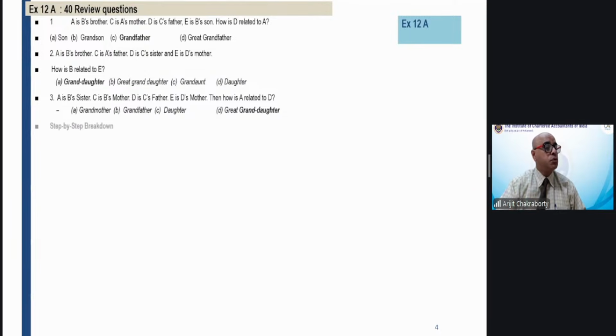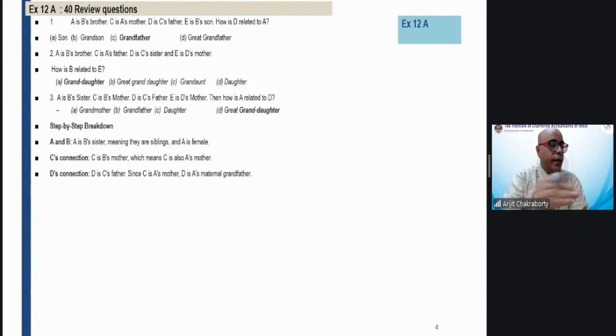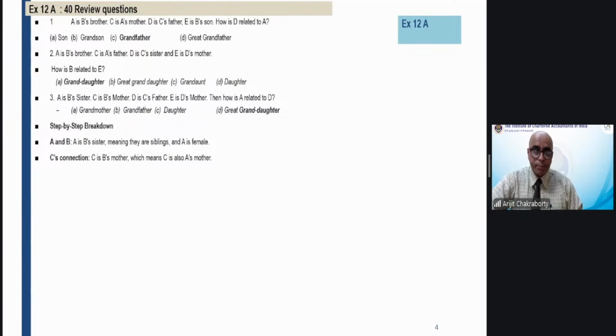Once again, please see the step-by-step analysis. First, I talked about A and B. So A is B's sister. Please see the logical steps. First I explained, and then I have written the logical steps. So A is B's sister. That means they are siblings, and obviously A is female. C is B's mother. That means C is also the mother of A.